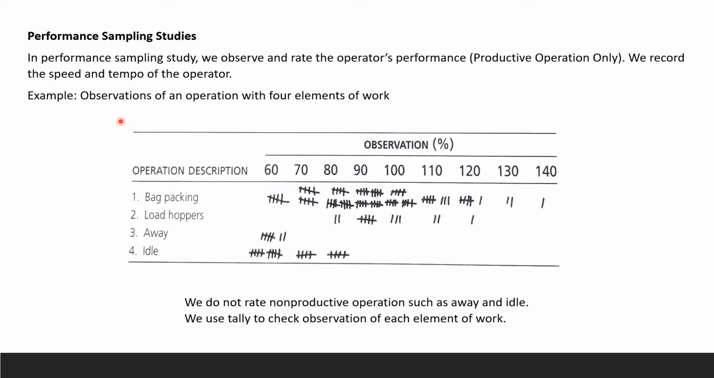study within a semester. So, observation of an operation with 4 elements of work is right here. And we have 4 elements: backpacking, load hoppers, away, and idle. This is productive, and that's not productive. And this recorder is telling all of these observations. So we do not rate non-productive operations such as away and idle. And we can tally to check observation of each work element, backpacking and load hoppers.